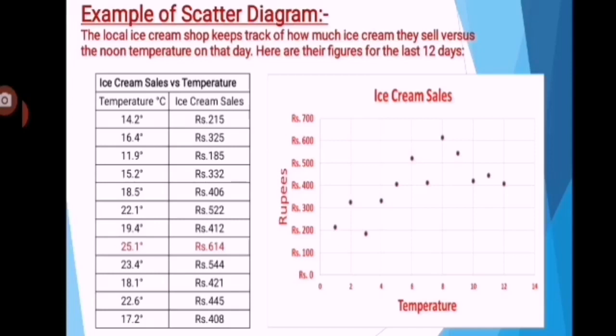This is a special type of scatter diagram. With this diagram, it is easy to identify which is the highest one. Here the highest is 25.1 degrees, with 614 rupees. This is the highest one. This is how the scatter diagram is easily identified.